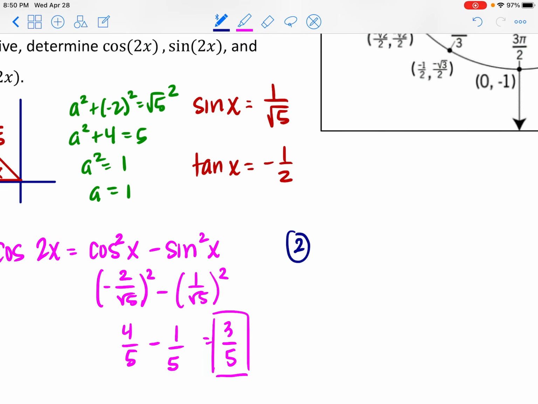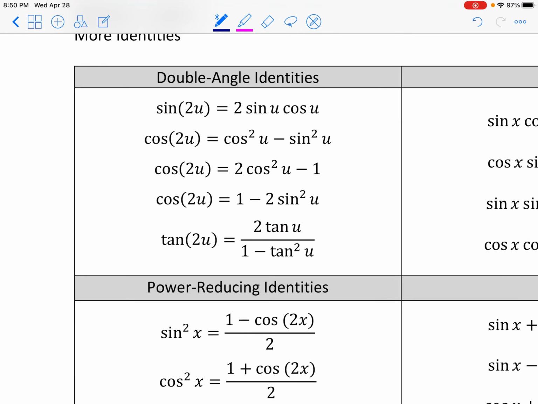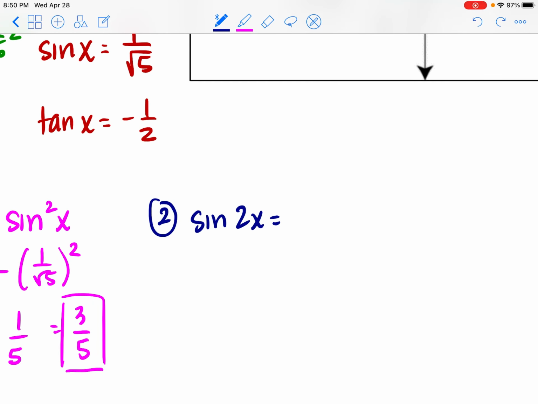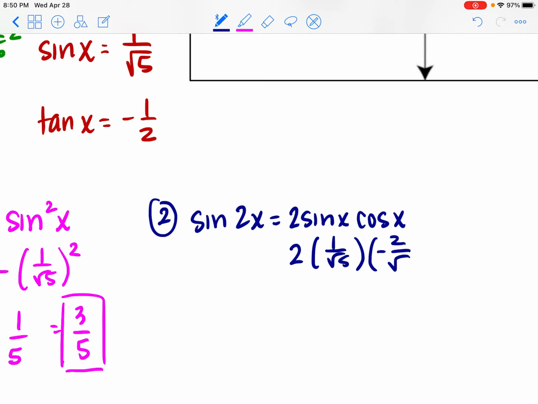So next, let's try to evaluate the sine of 2x. So again, just going back to our sine of double angle here, it's twice the sine of u times the cosine of u. So in this case, it's going to be twice the sine of x times the cosine of x. And again, those are things that I know. So this is twice the sine of x, we said, was 1 over radical 5, and the cosine of x we were given was negative 2 over radical 5.